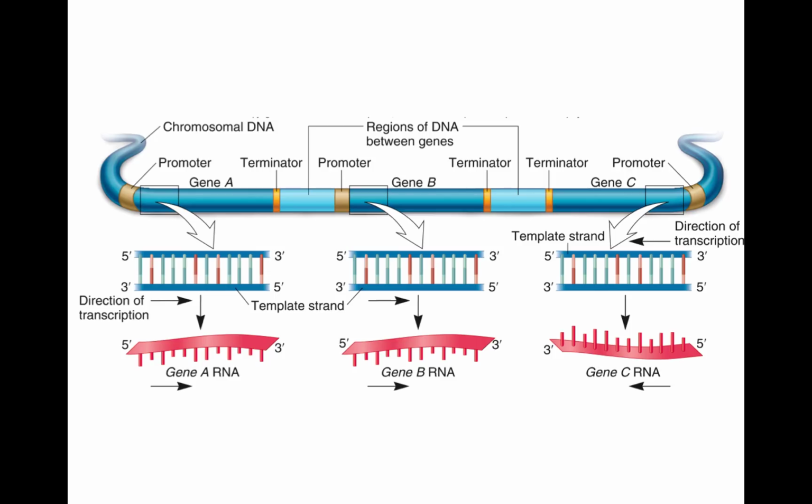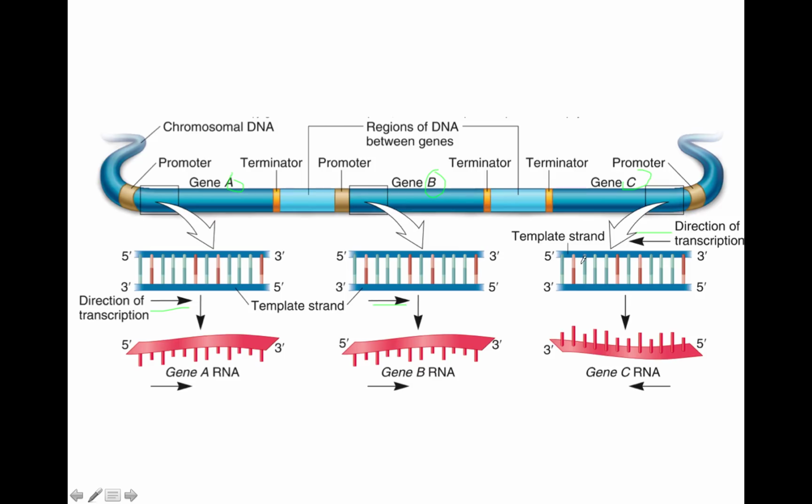All right, so as far as genome organization in prokaryotes, genes are very closely packed together along a chromosome, and individual genes can be transcribed from either strand of the DNA molecule. So if we look at three genes here, gene A, gene B, and gene C, you notice that A and B are being transcribed in the same direction, but C is not.